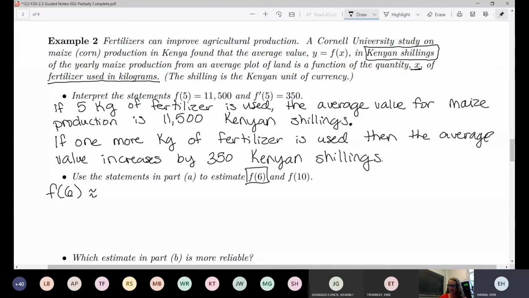There we go. So we can estimate f of 6 by essentially starting with f of 5 and adding on the derivative value. Because that derivative value tells us if you increase the x by 1, how much you increase the y's by. So we have the 11,500 plus 350 equals 11,850.